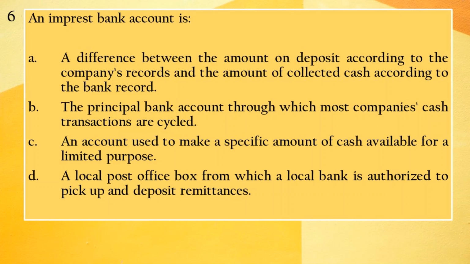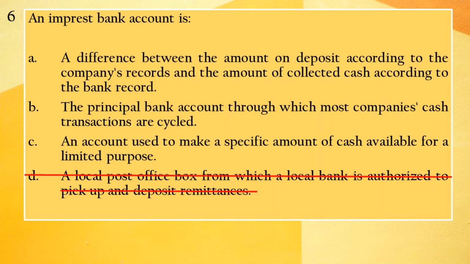Next, an imprest bank account is A, a difference between the amount on deposit according to the company's records and the amount of collected cash according to the bank record. B, the principal bank account through which most companies' cash transactions are recycled. C, an account used to make a specific amount of cash available for a limited purpose. Or D, a local post office box from which a local bank is authorized to pick up and deposit remittances. So quickly, we can eliminate a few things. D, a local post office box? No, that is not true. That would most likely be like a lockbox where you put in payments. That's not an imprest bank account.